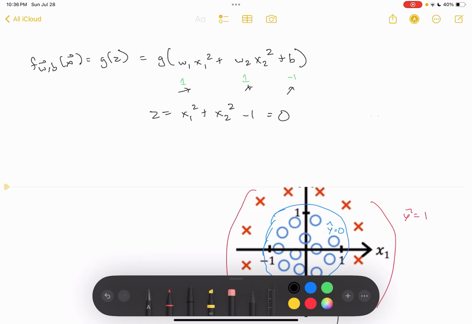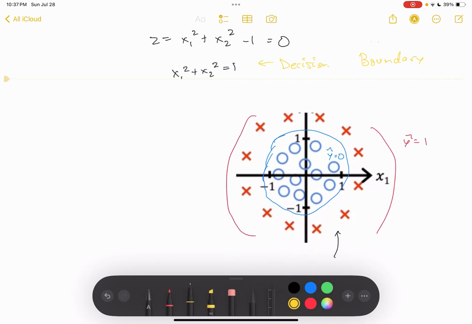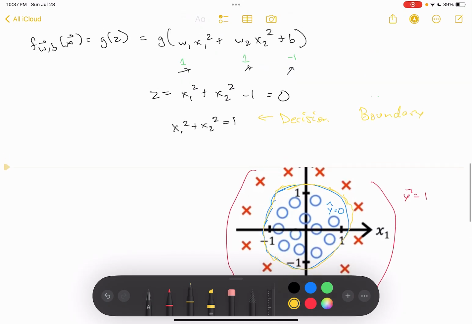And if we rewrite this, we'll get our decision boundary. And this is actually a circle with radius 1. So just like this right here. So a perfect decision boundary. And of course, this is an ideal case. In reality, we'd have to iteratively change our parameters so that our decision boundary is optimal. But in this case, we'll just assume it was optimal right off the bat.